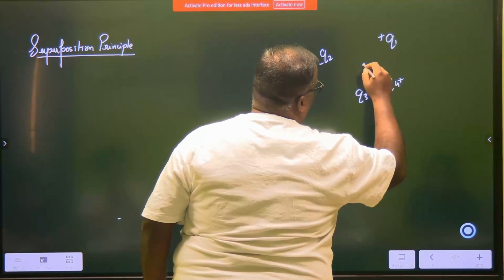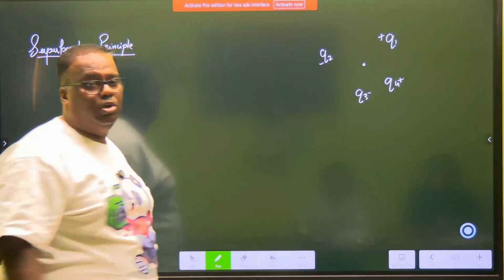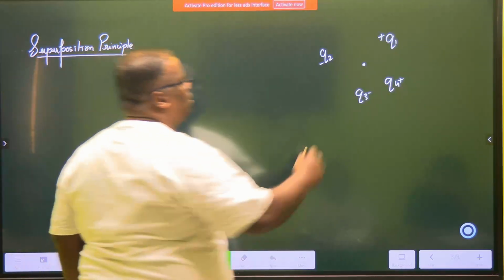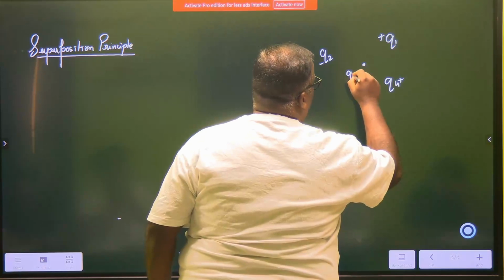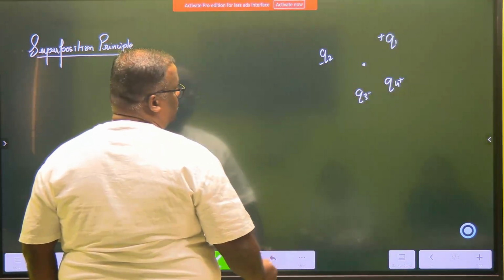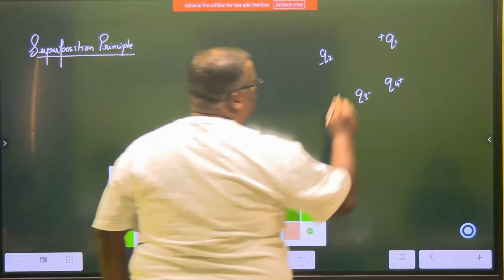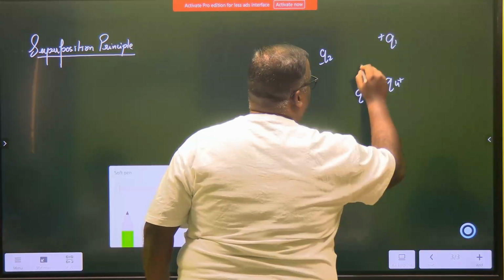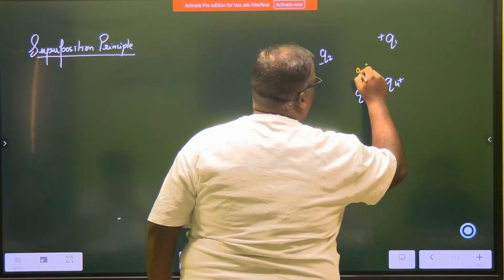So definitely out here, what you have done, you have brought a test charge out here. So let's mention that there is a test charge Q0 out here. Change the color so that it becomes easy for you to understand. So let's take a test charge Q0 out here.